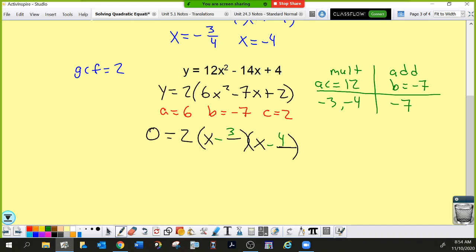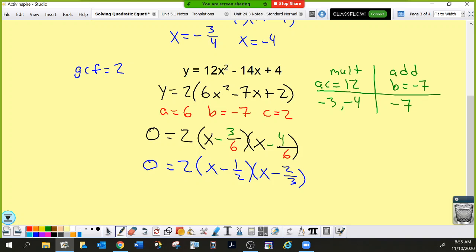Our A value was 6. Both of these fractions reduce. X minus 1/2 and x minus 2/3. Again, if I was asking you to factor this quadratic and the directions weren't solve, but just said factor, you're not finished yet.